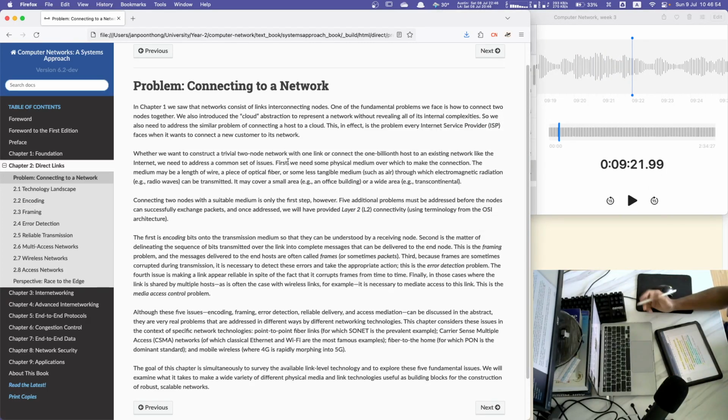Whether we want to construct a trivial two-node network with one link or connect the billionth host to an existing network like the internet, we need to address a common set of issues. First, we need some physical medium over which to make the connection. The medium may be a length of wire, a piece of optical fiber, or some less tangible medium such as air, through which an electromagnetic field such as a radio wave can be transmitted. It may cover a small area, for example an office building, or a wide area, like transcontinental.